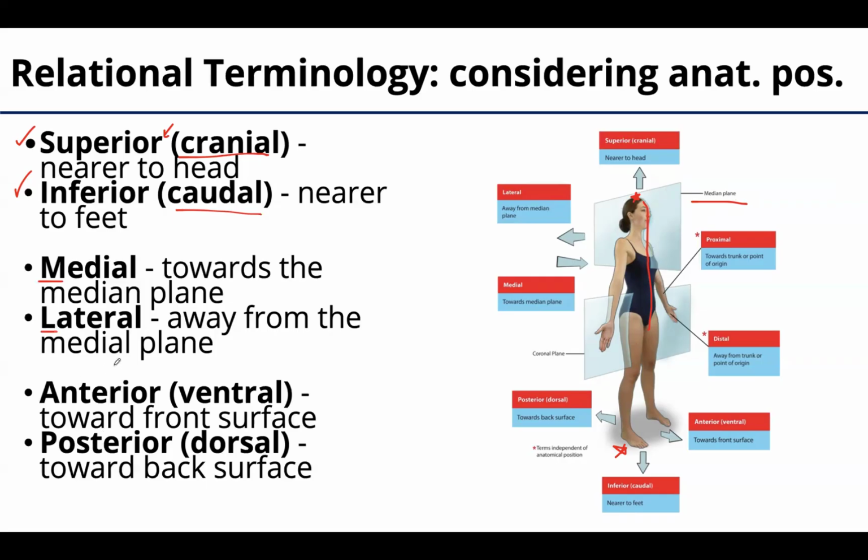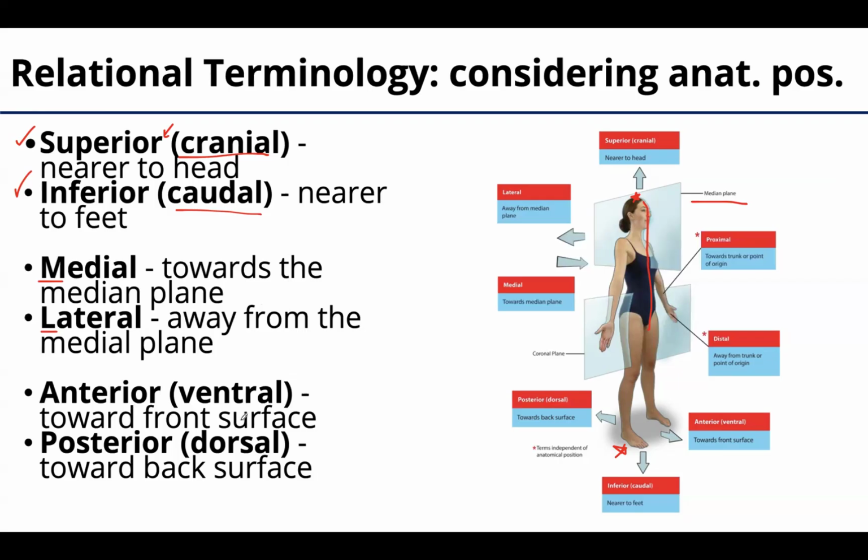Lateral is going to describe a structure that is away from the median plane. So the ear is lateral to the eye, or in other words, the eye is medial to the ear. Anterior, or sometimes you hear the more traditional term ventral, means towards the front surface of the body, and posterior or dorsal means towards the back surface, again, with consideration of anatomical position.